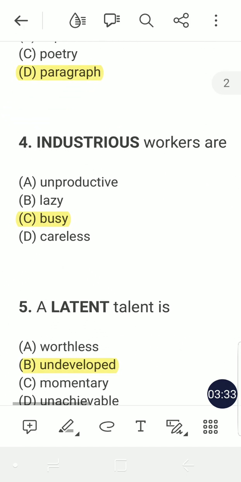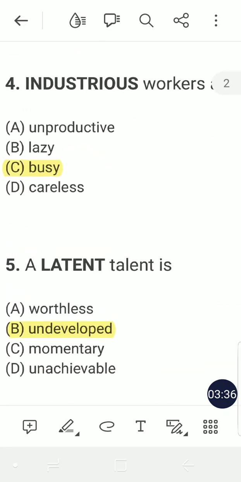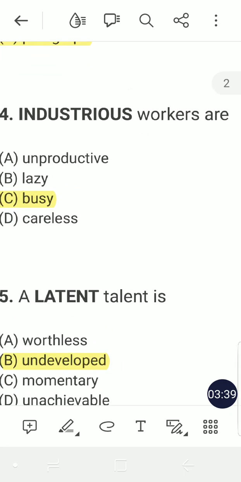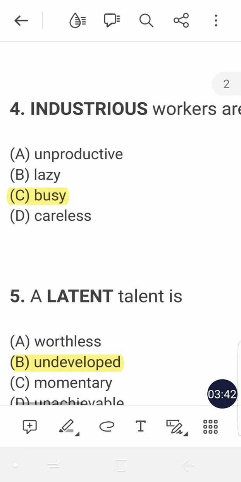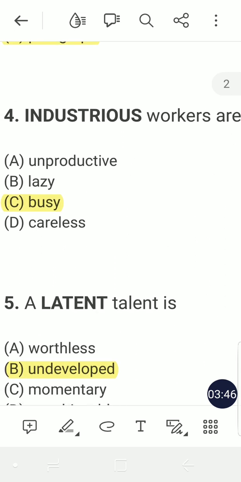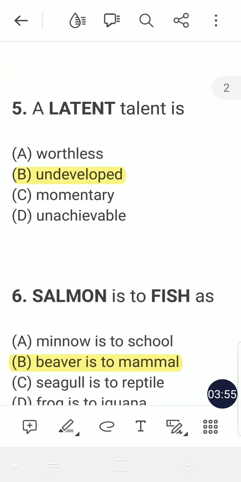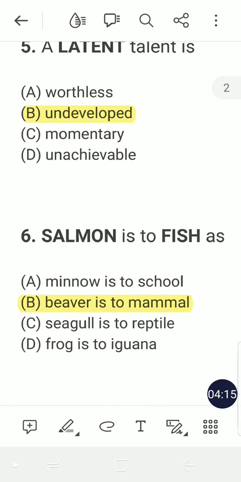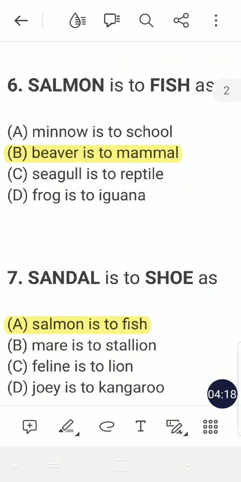So question number four is synonyms. Industrious, if you look for the meaning of industrious, it's busy. So this is a synonym. Number five, a latent talent is an undeveloped talent. So this is again a synonym. So go to a dictionary or Google and find the meaning of latent. It's undeveloped. Pretty straightforward.